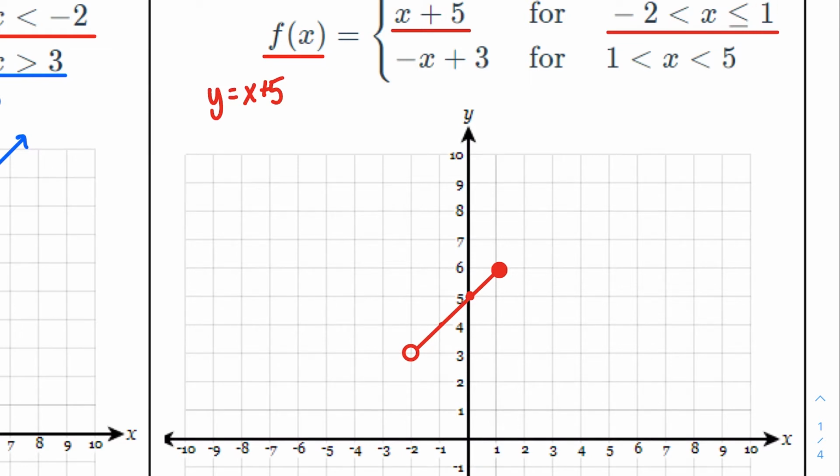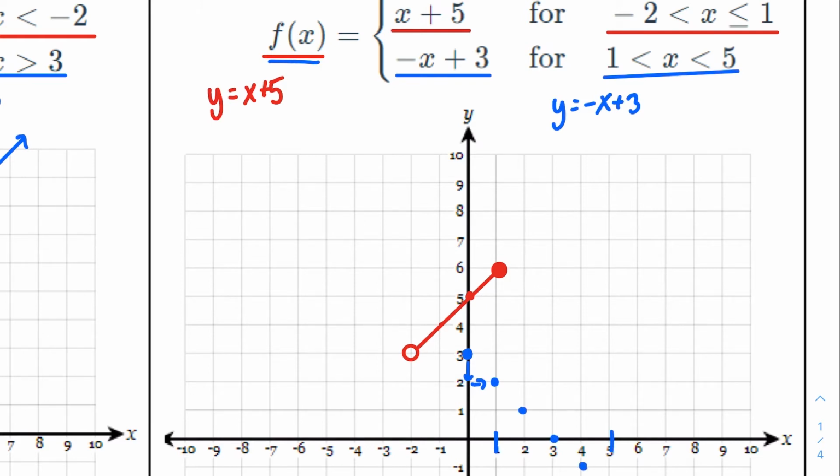All right, now let's look at the second piece. Y is equal to -x plus 3 for this x value set. So we're specifically looking between 1 and 5. -x plus 3, so we're going to start there. And our slope, since it's -1, we go down 1, right 1. Down 1, right 1.